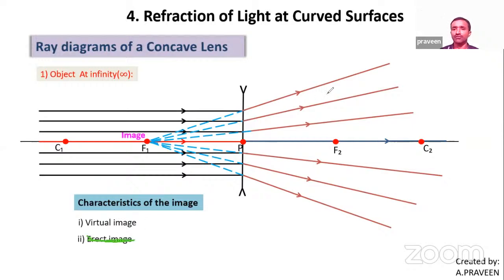Next we'll go for another position. The characteristics we can write for that first position are: size, point size; position, exactly at focus.